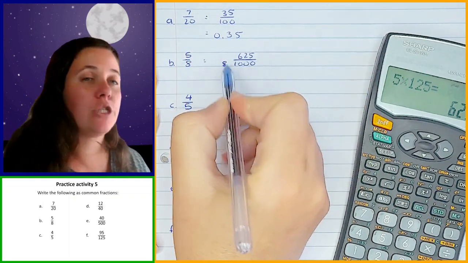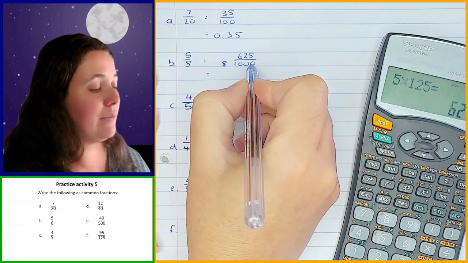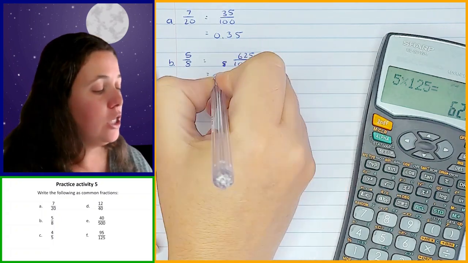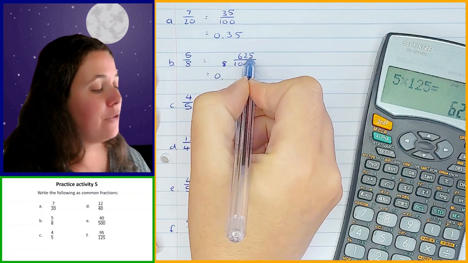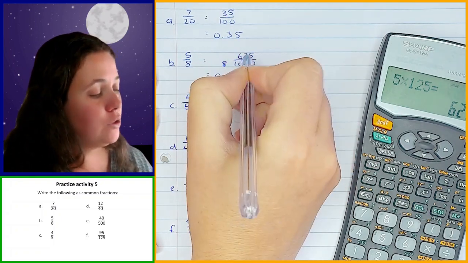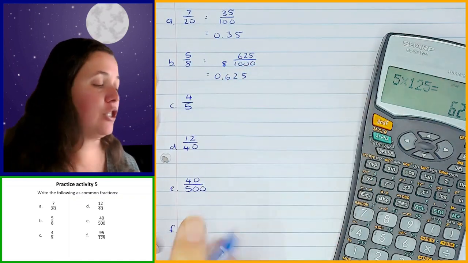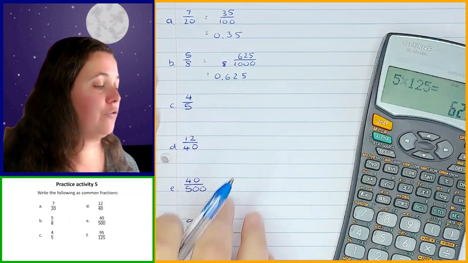So this is what I'm now going to convert to a decimal fraction. So this, I can say I'm going to have something in the thousandths position. So I'm going to have 0, comma. The 5 is going to go in the thousandths position. The 2 is going to be in the hundredths position, and the 6 is going to be in the tenths position. So I have 0,625.